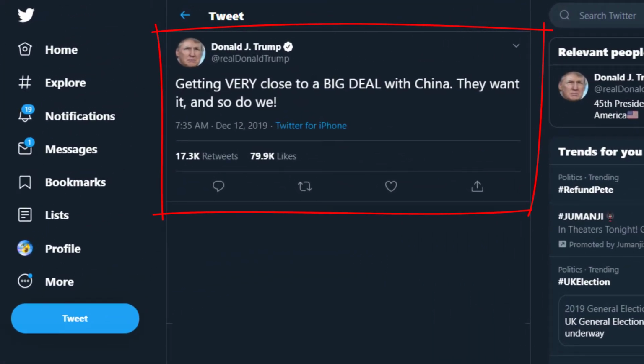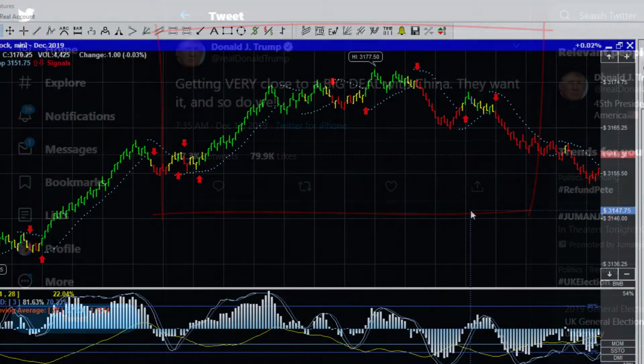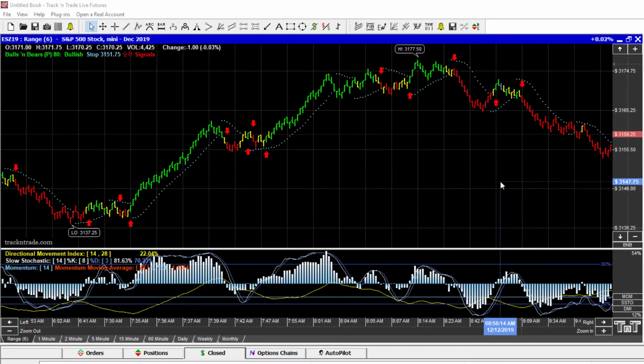What did his tweet say? It said that things are going well with the Chinese talks and that there may be an agreement here coming soon, and that he was looking forward to that. And that's really all he said, and that's what caused the market to rally the way it did today.